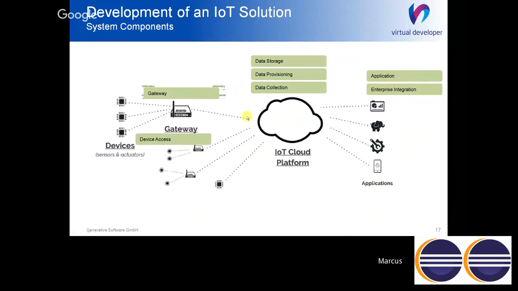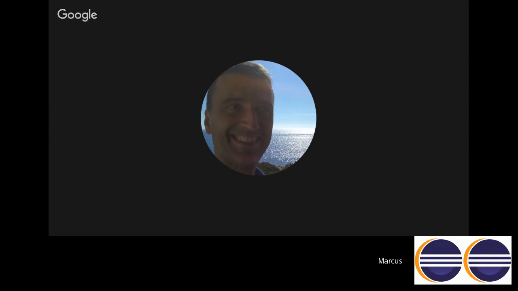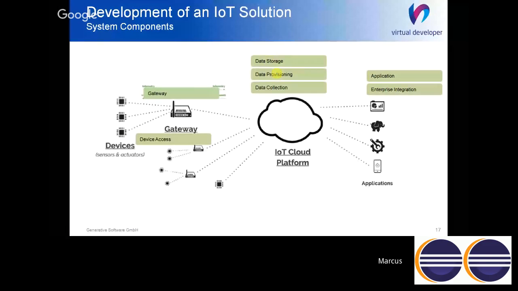When you have an IoT solution, you have some components like the gateway, which is in our case a Raspberry Pi with Kura running on it. You have device access. You have on the cloud, also on the server side, data storage. You have to be able to have other applications like those ones to read the data and process it. And you have enterprise integration. In this presentation, I'm focusing on this part, the gateway software.